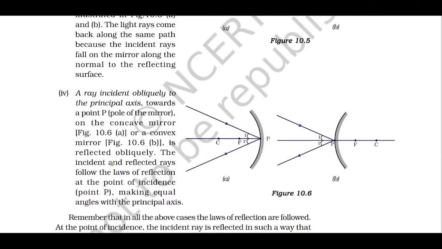The fourth condition is, if a ray is incident obliquely, that means less than 90 degrees, to the principal axis towards the point P, the pole of the mirror, what happens? It is reflected back obliquely. That means the angle of incidence will be equal to the angle of reflection. These are the 4 important rules you should know to draw the ray diagram.